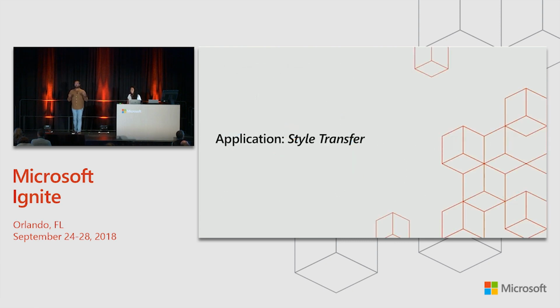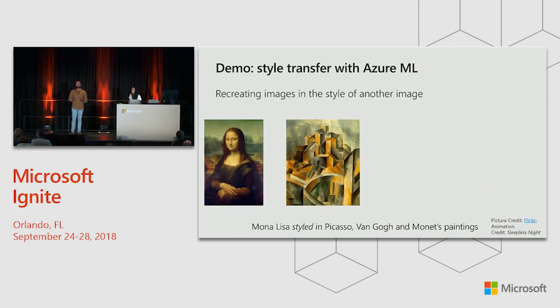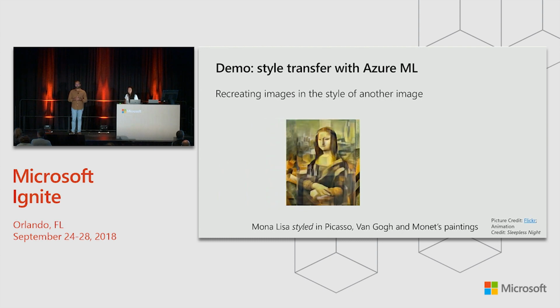So let's try to apply Azure Machine Learning and our learning of deep learning and distributed infrastructure through an example. What we are going to talk about today is style transfer. What it does is it tries to recreate images using the style of another image. I'll try to do an animation here, and hopefully this should be self-explanatory.